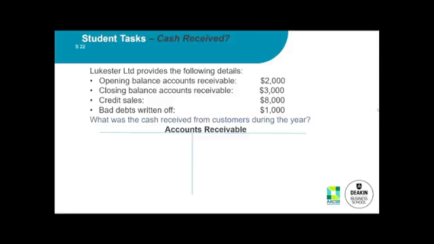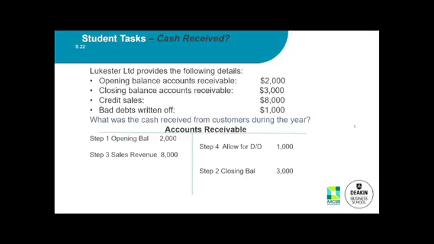Does anyone come up with a balance for the cash received? How much? 6,000. You could be right. Let's have a look. First thing is we have to put in our opening balance. So the opening balance goes on the debit side, closing balance on the credit side. Then we put our sales revenue also on the debit side because it's increasing the amount that's owed to us. And we offset that with our allowance for doubtful debts of 1,000.